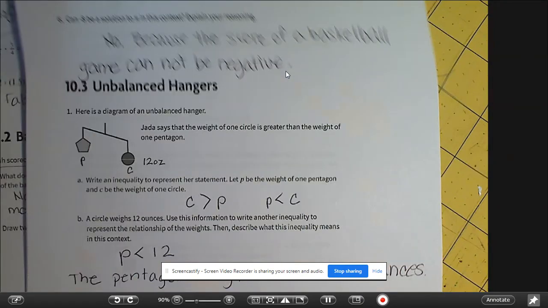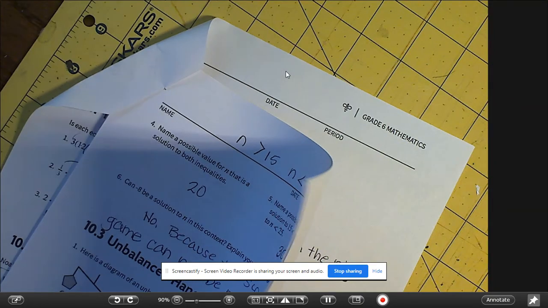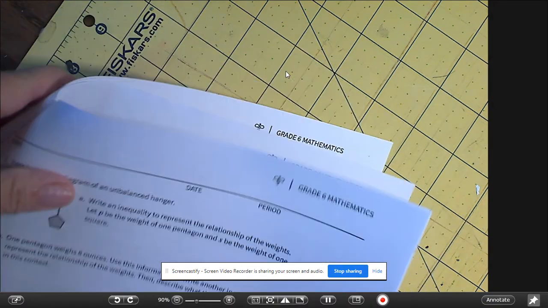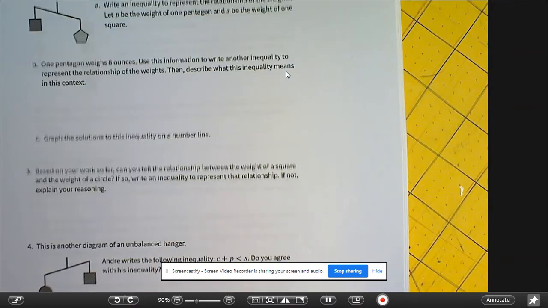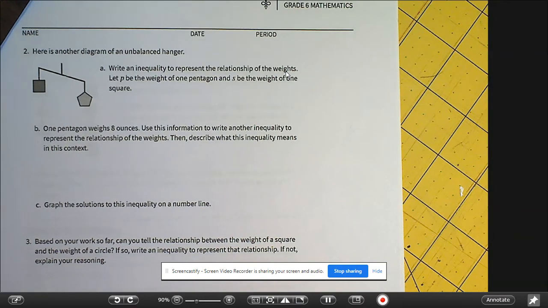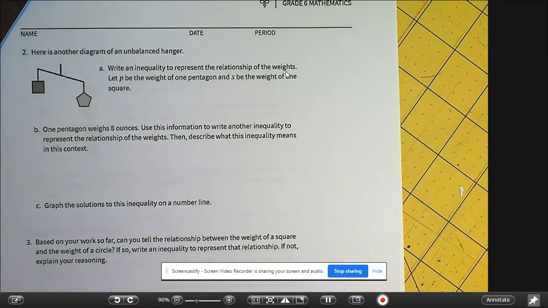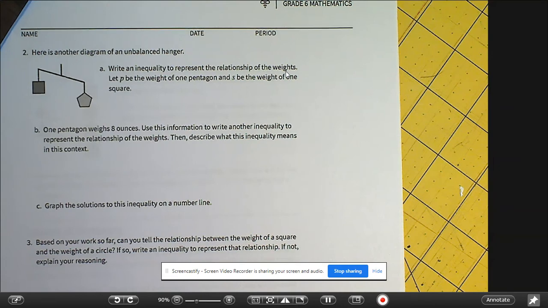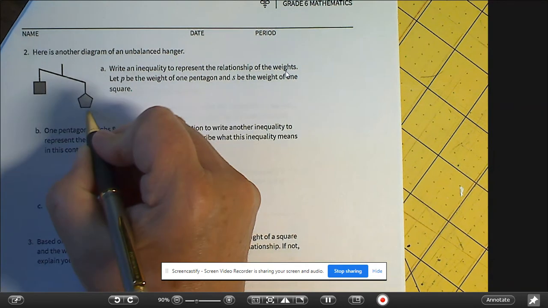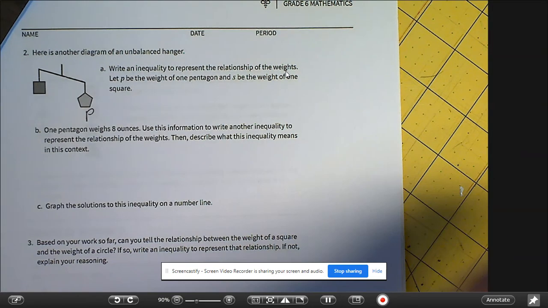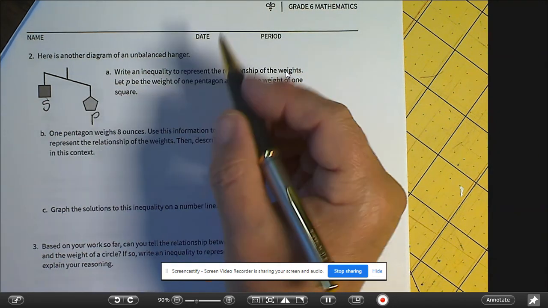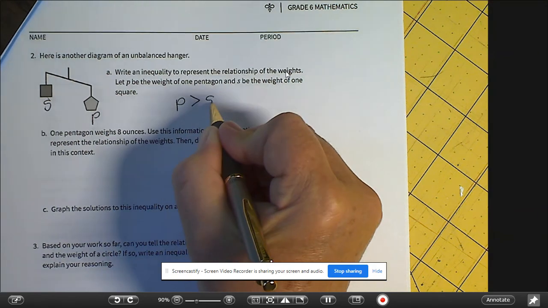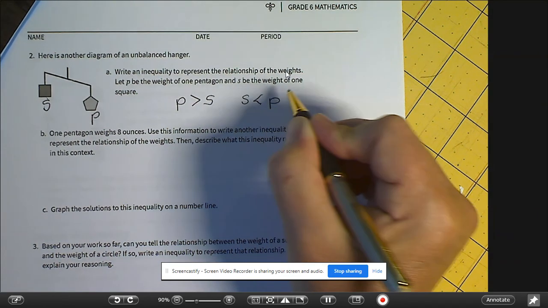Okay, moving on. Number 2. Here's another different diagram of an unbalanced hanger. Write an inequality to represent the relationship of the weights. Let P be the weight of the pentagon and S be the weight of the square. One pentagon weighs more, so you could say P is greater than S, or S is less than P.